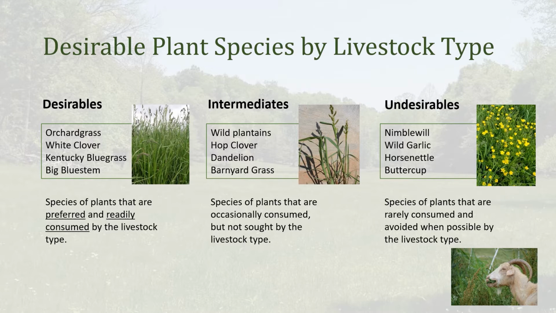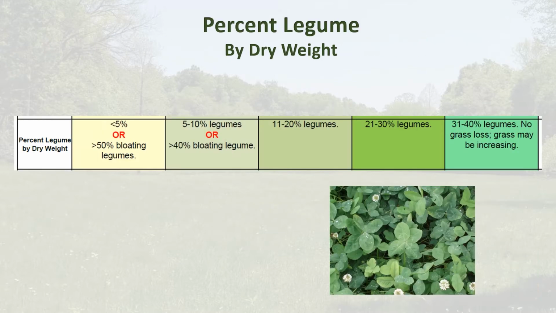Using the step point process is a way to provide excellent information for this indicator. This process will be demonstrated later in the video. The next indicator is percent legume, which is measured by dry weight.